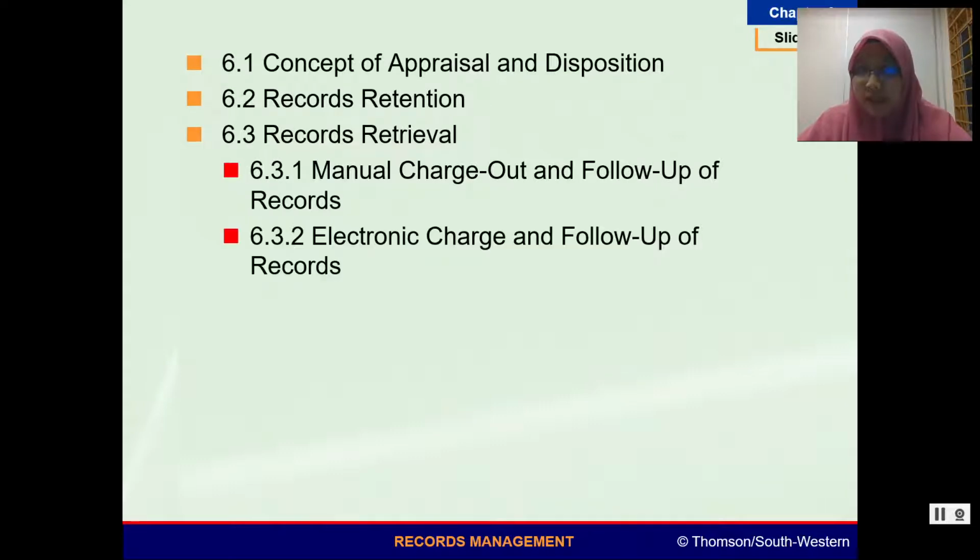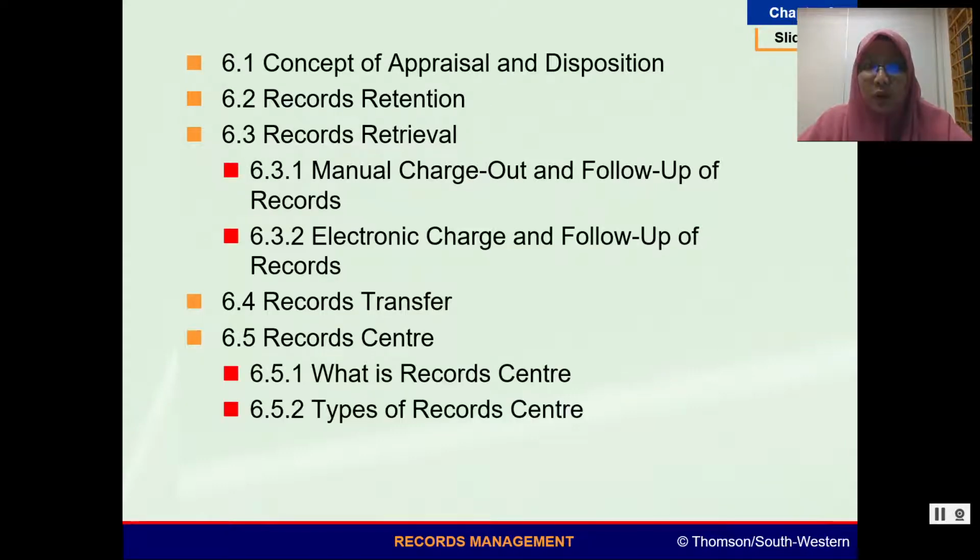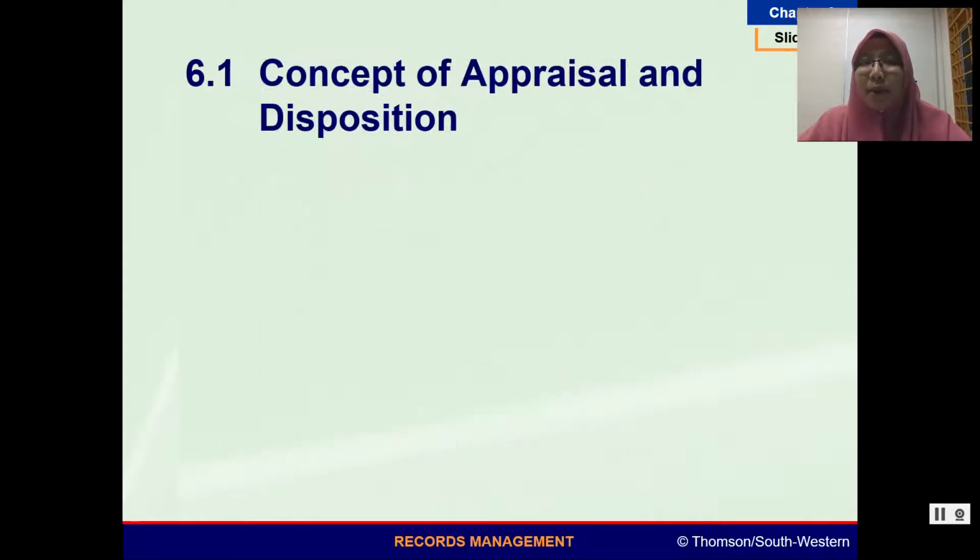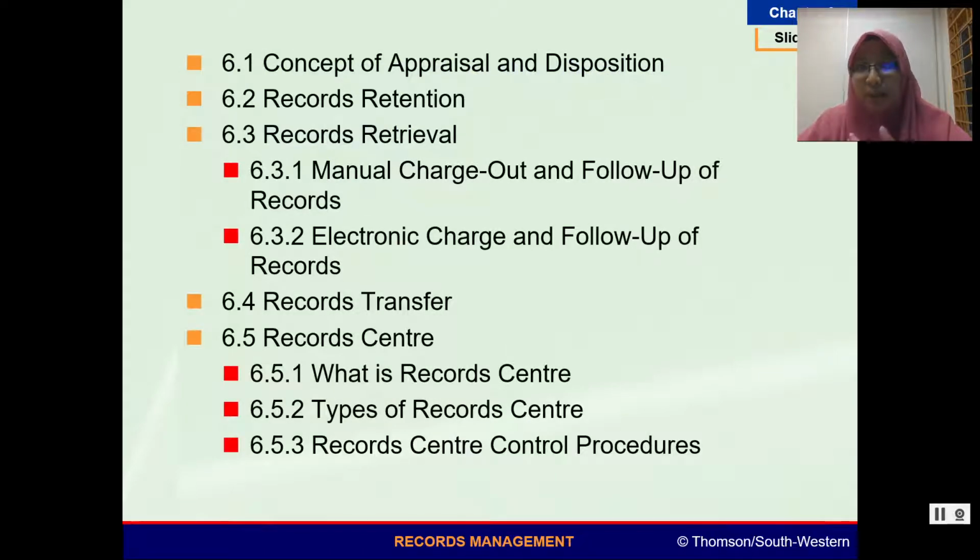In chapter 6, we need to know, first, the concept of appraisal and disposition. Second, we need to know what records retention is. Third, we need to know records retrieval, including the manual charge out and follow up, and also the electronic charge out and follow up of records. Next, 6.4, we are going to learn about records transfer, and lastly the records center.